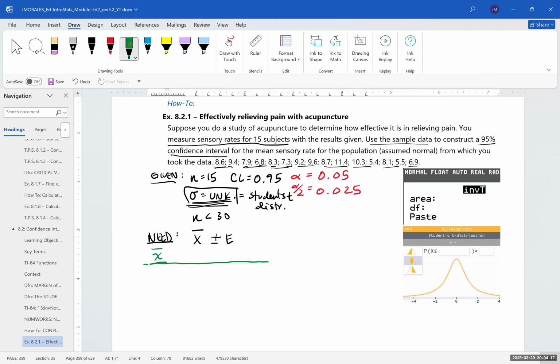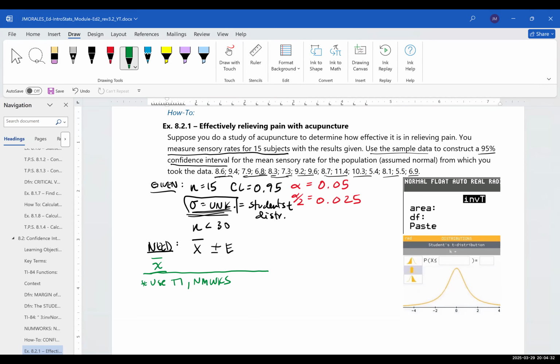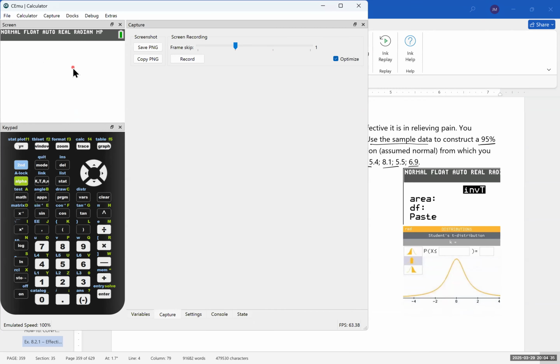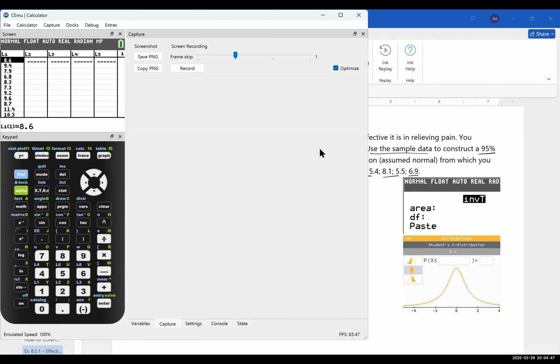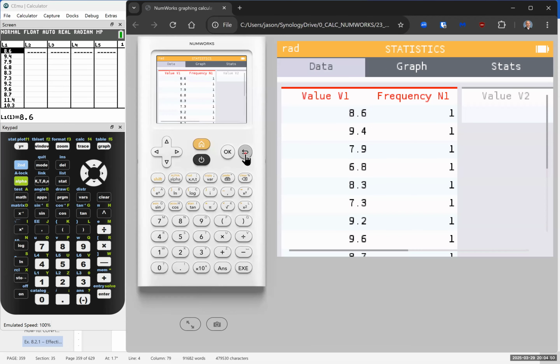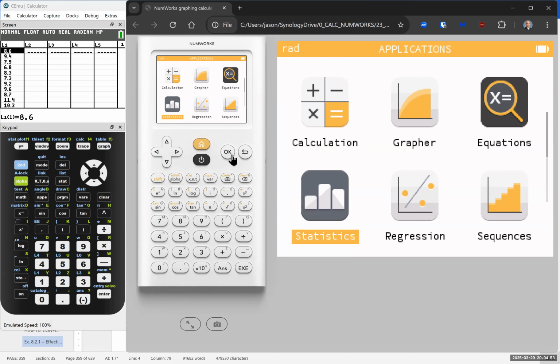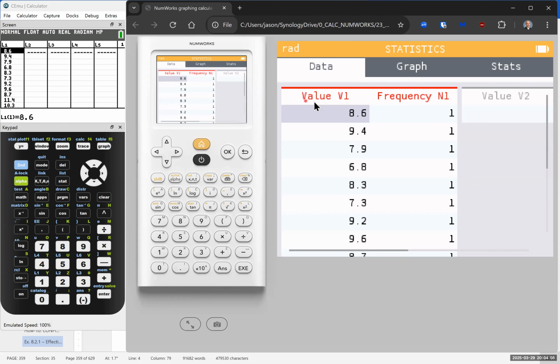Well, we can get that by using the calculator. So we can use the Texas Instruments or NumWorks. And I took the liberty of putting the data into both calculators. In the Texas Instruments, we just go to the list editor and put all of the data, all 15 datums, into list 1. And for the NumWorks calculator, you want to go to the Statistics app and put all the values into the column V1.